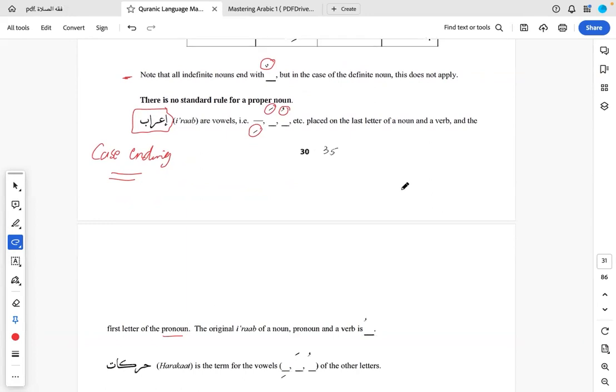We're going to talk about the pronouns and verbs later on. The focus of this lesson, of course, is nouns. The original i'rab of a noun, pronoun, and the verb is a dhamma. That is like the default case.